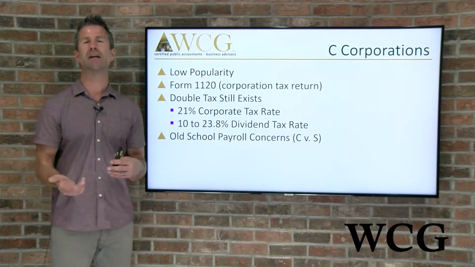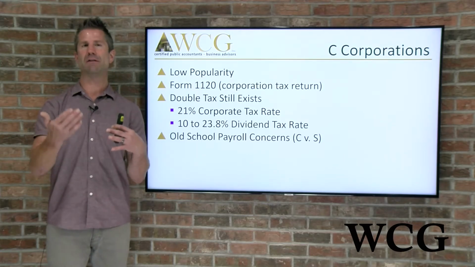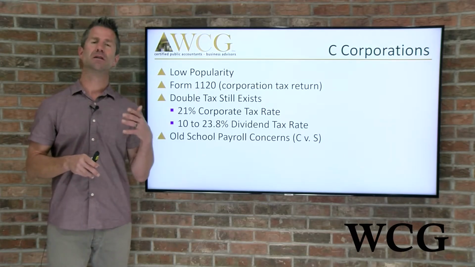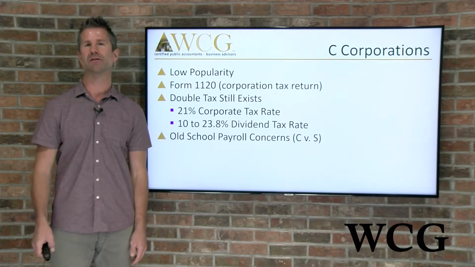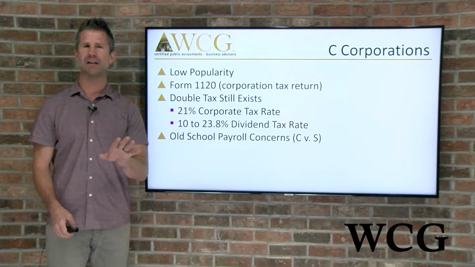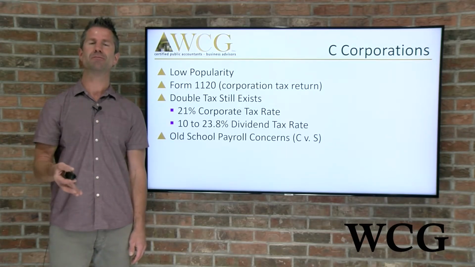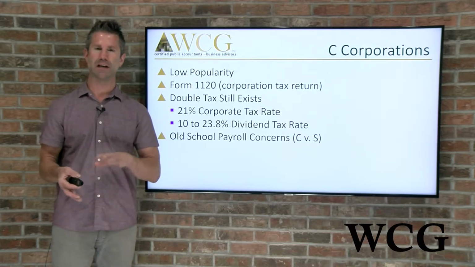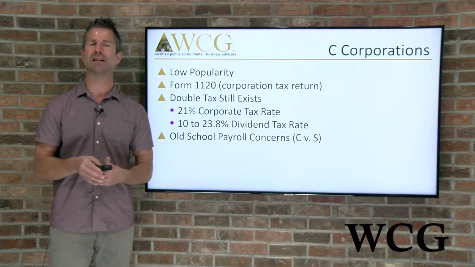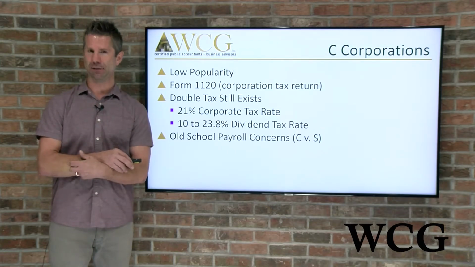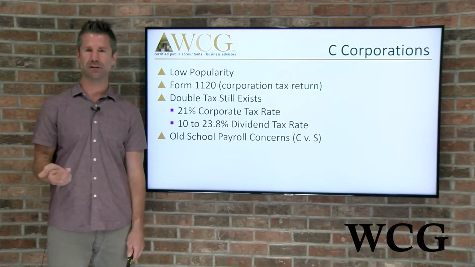That sounds really sexy because you might be sitting there going, well, hey, I'm in the 32 or 35 or 37% tax rate. 21% is lower than that. I should convert my business now to a C Corp. And we'll talk about why that's still a terrible idea. We still have the double taxation. So we have a 21% corporate tax rate. That's cool. And then we've got the 10 to 23.8% dividend tax rate. The 3.8% on top of the 20% is because of the Medicare surtax.